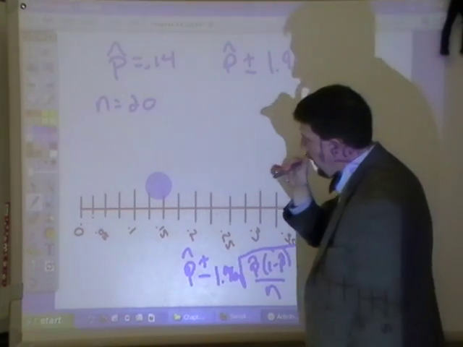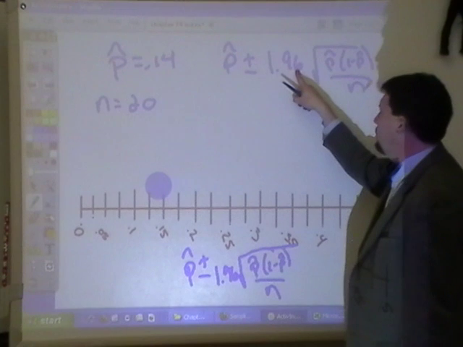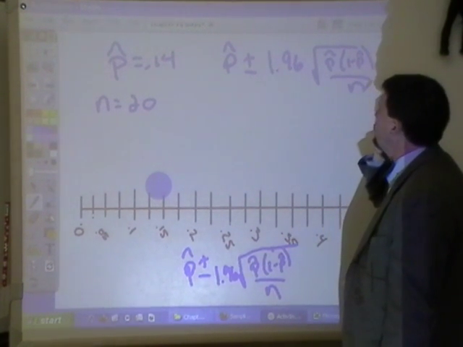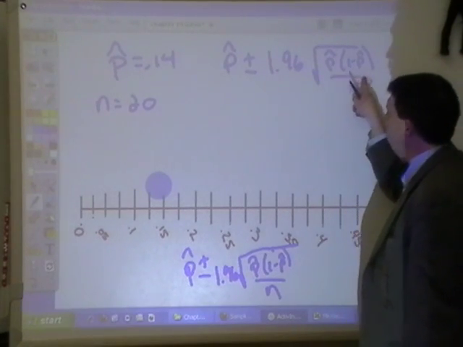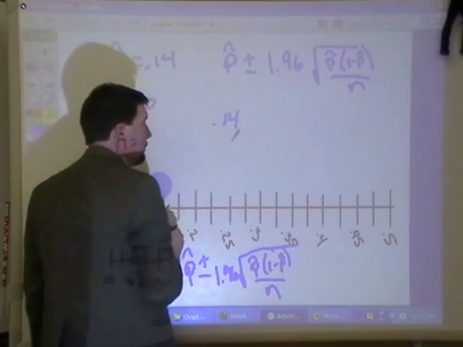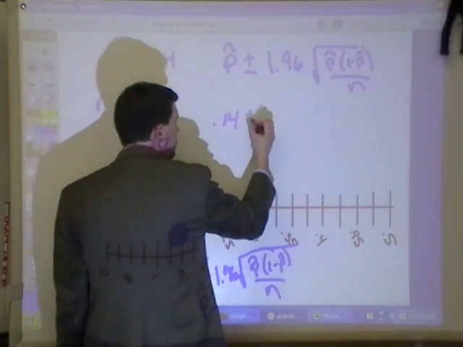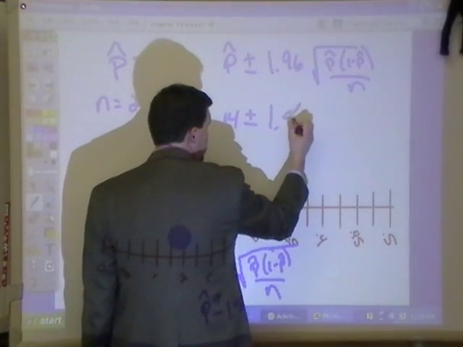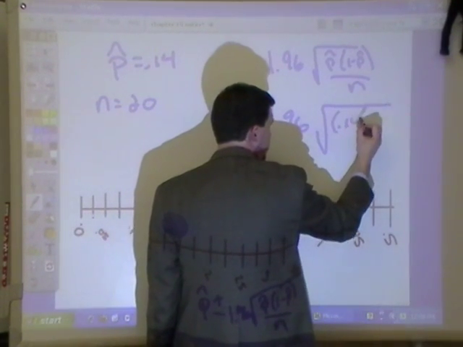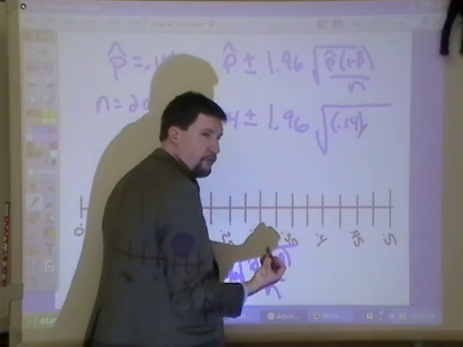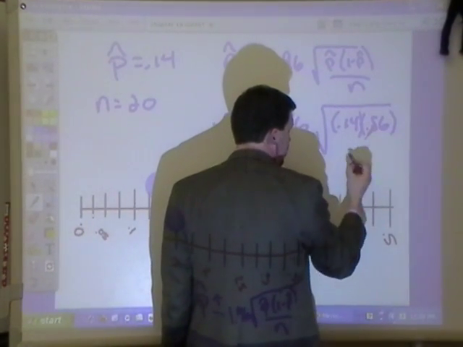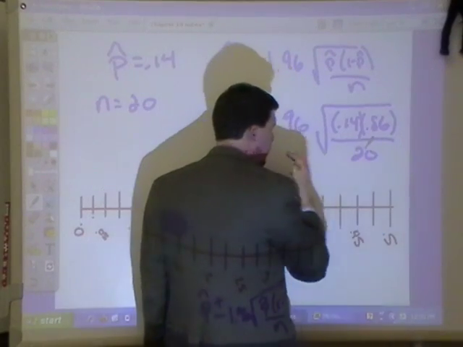Okay? Now, why is it 1.96? Because that's how many standard deviations we need to go for 95%, except we're going to use standard error. So here, let's fill in some numbers. This is 0.14 plus or minus 1.96 times the square root of 0.14 times 1 minus 0.14, which is 0.86, divided by the sample size of 20.